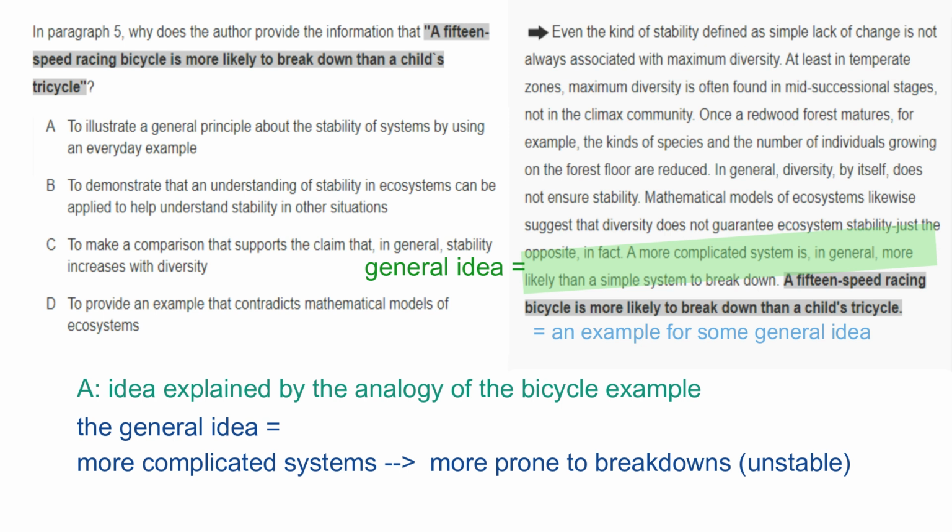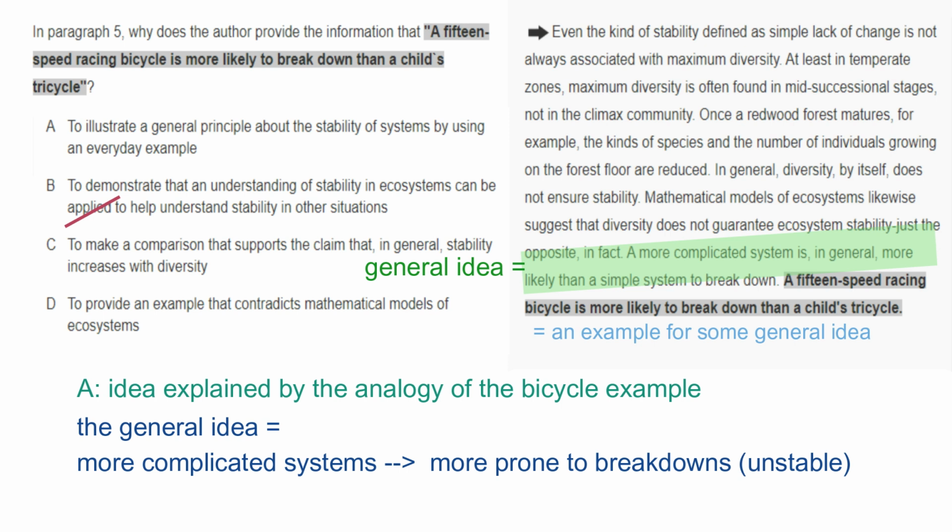The bicycle-tricycle example serves to clarify this principle using a familiar, everyday scenario. B. To demonstrate that an understanding of stability in ecosystems can be applied to help understand stability in other situations. While the analogy does demonstrate how principles from ecosystem models can apply more broadly, the main purpose is to illustrate the general principle itself using an example, rather than show the applicability of ecosystem concepts elsewhere. So this choice is not quite accurate.